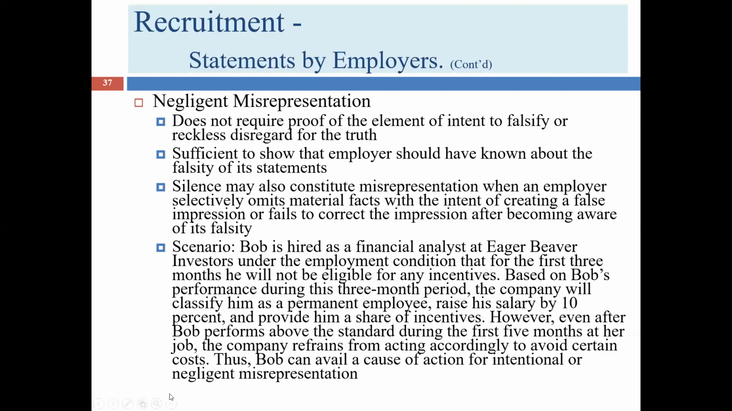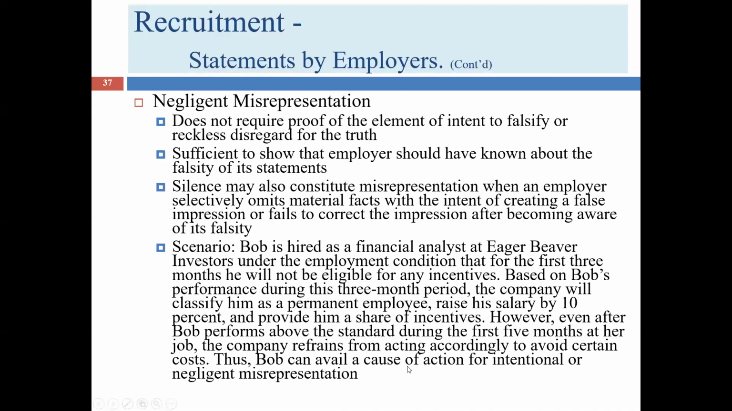So let's consider a fact scenario here. Bob's hired to work for Eager Beaver under the employment condition that for the first 3 months, he will not be eligible for any types of incentives or commissions or whatever. Based upon Bob's performance during that 3 months, the company will classify him after that as a permanent employee, if, of course, he's successful, and raise his salary by 10%, and then he'll start getting some commissions. However, even after Bob performs above the standard during the first 5 months, I guess I should say, of his employment, the company refrains from acting accordingly to avoid certain costs. So they don't make the transition at the 3-month point. They haven't even made it to the 5-month point.